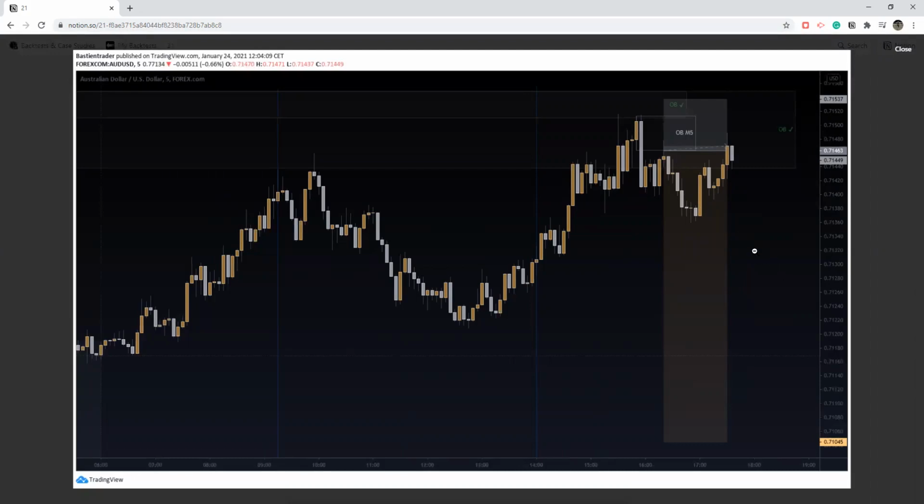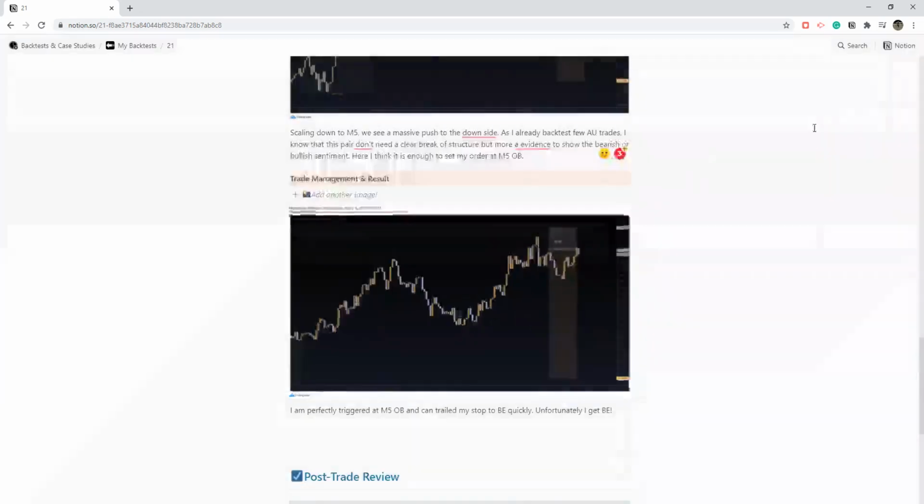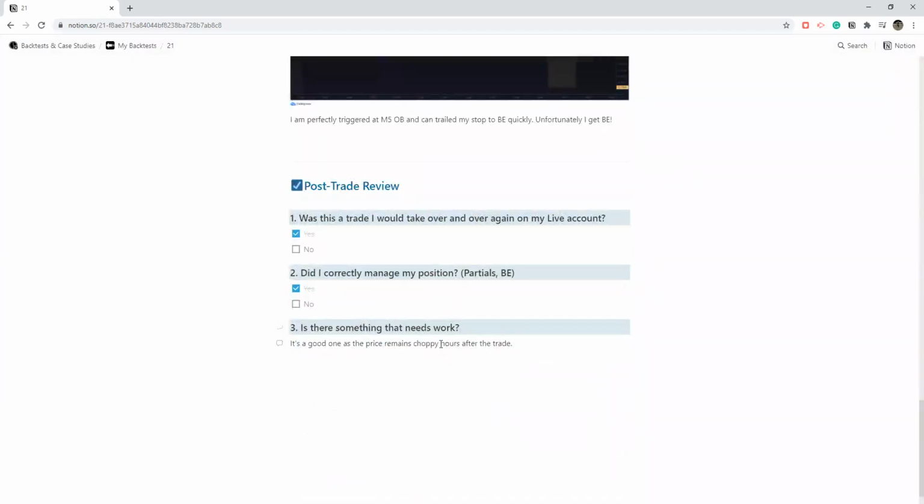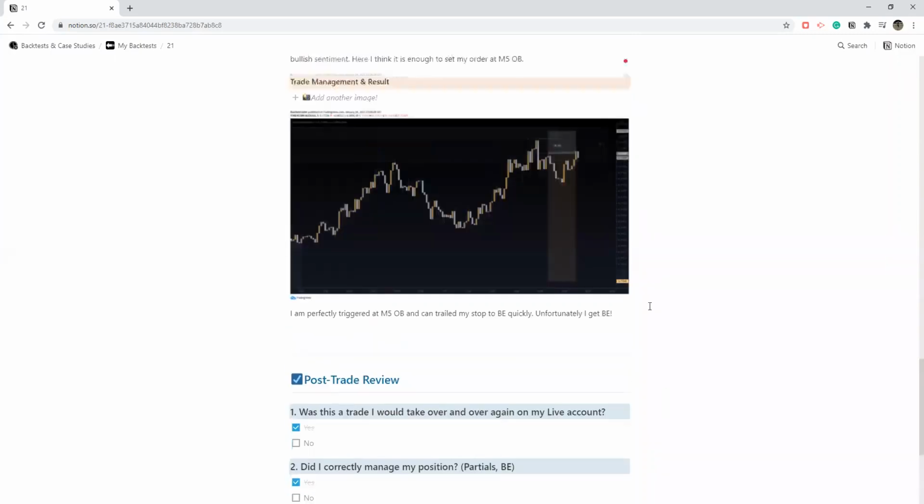Yes. Yeah, is this an OB? Yeah, it could be. Maybe even if you drop to the 3-minute, there will be a clear break of structure right there. Tap, push, pull back. Yeah, I mean, it's choppy after the 3. Yeah, this was just a choppy trade.